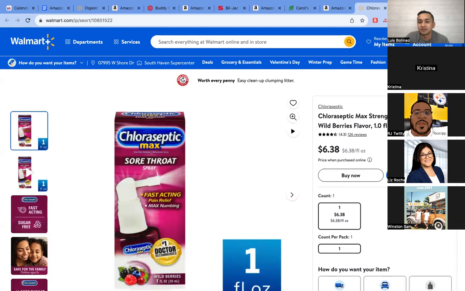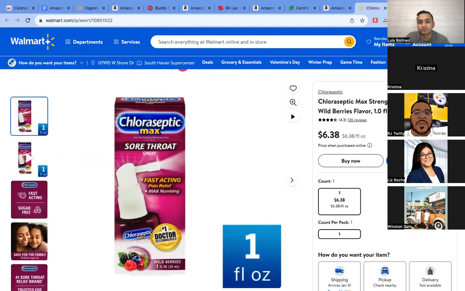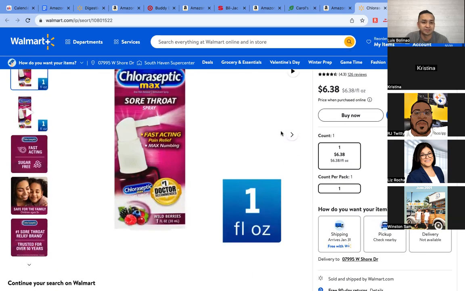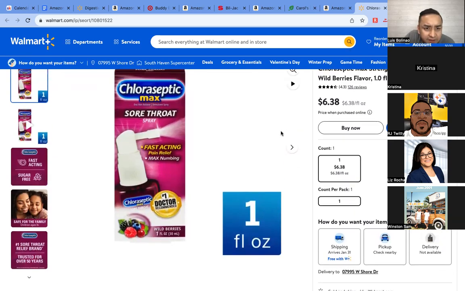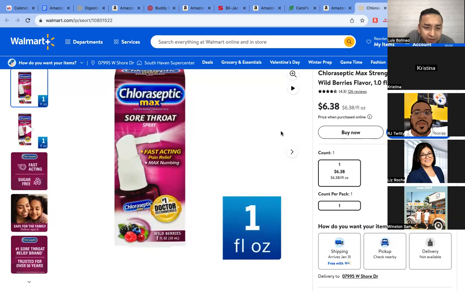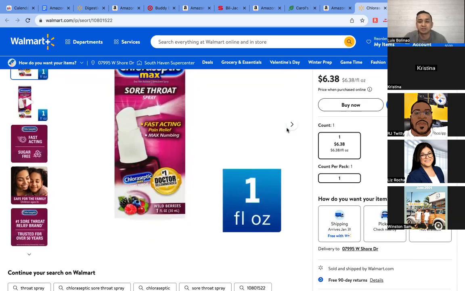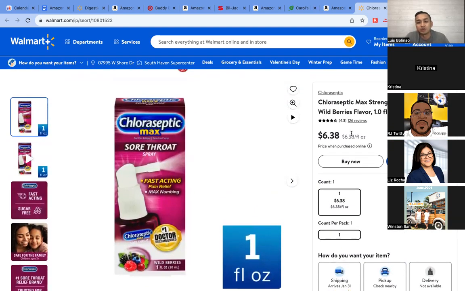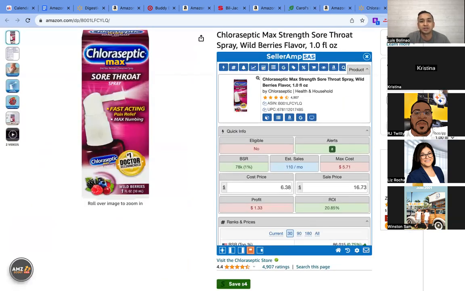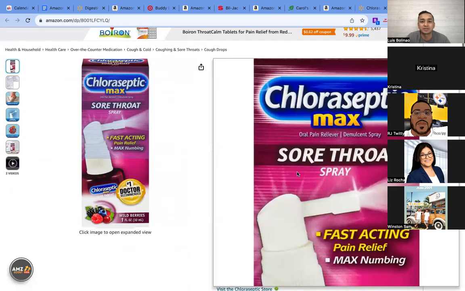So I picked some examples for you guys, and then I'm going to show you guys how I read it. So, for example, this one is a product from Walmart. What is this? Like a spray, sore throat spray. Okay, makes sense. So it's a medication, and the price on Walmart is $6.38, right? So now you would have to find the same exact product on Amazon, which I did. It's right here. It's the same exact product.